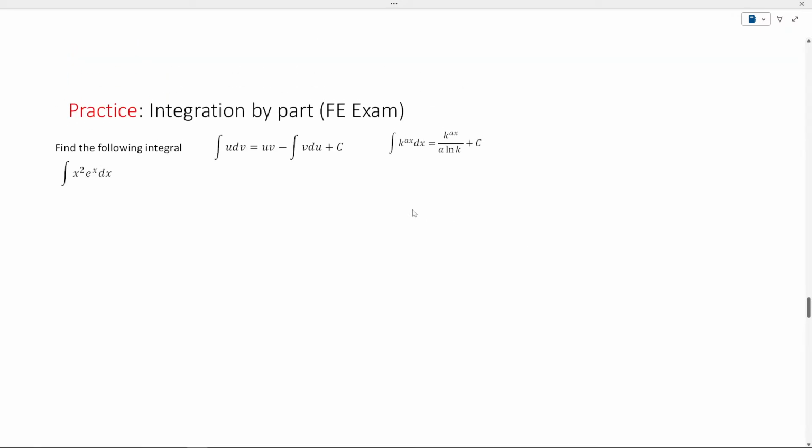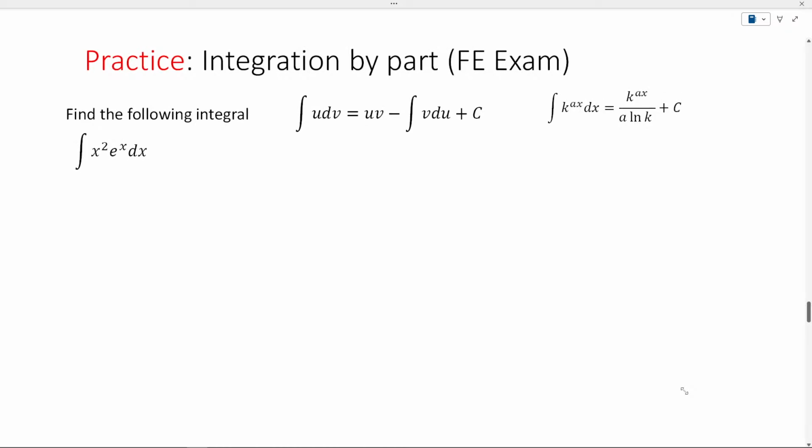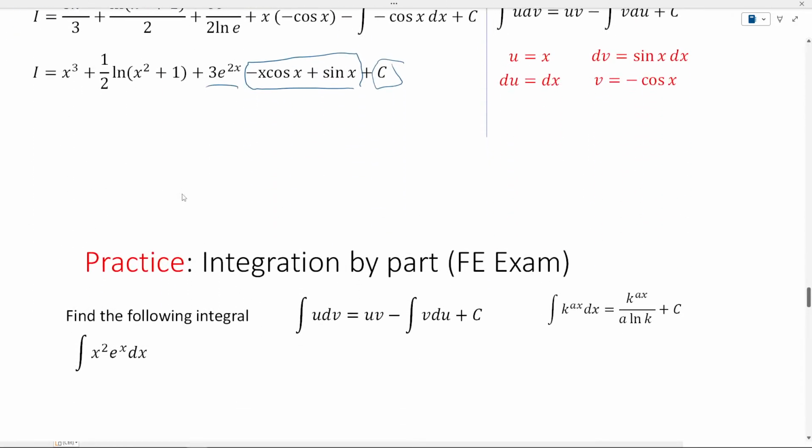Here, this is an FE exam problem, which is integration by parts also. So here I have this guy here. Remember, this is the rule. I'm just putting it for you.